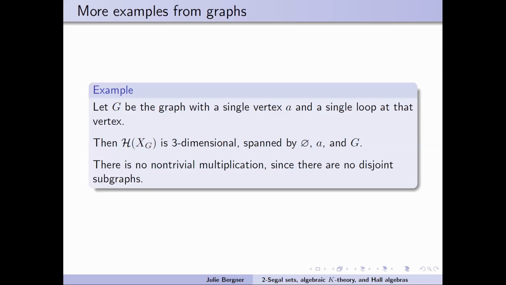In this case, there is no non-trivial multiplication because I can't choose two subgraphs that are disjoint from each other, other than the empty one. And that multiplication is not interesting. Because A and G share a common vertex, I can't put them in a two simplex, interestingly.